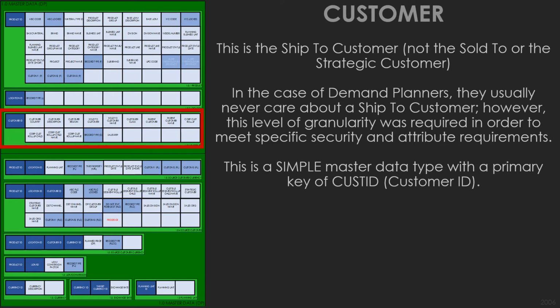Customer. This is the ship to customer, not the sold to or the strategic customer. In the case of demand planners, they usually never care about a ship to customer. However, this level of granularity was required in order to meet specific security and attribute requirements. This is a simple master data type with a primary key of CUST ID, customer ID.